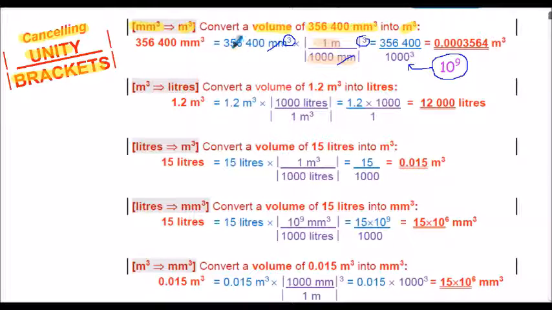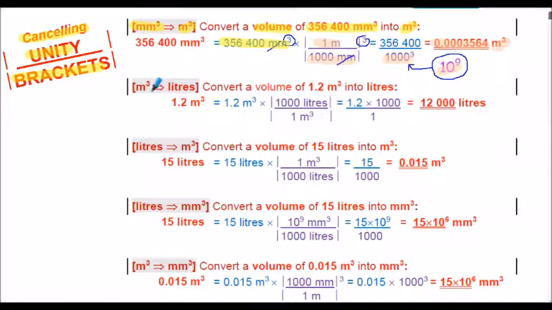So for the conversion of 356,400 millimeters cubed into meters cubed, we have to divide by 1,000 cubed, or 10 to the power of 9. So converting from millimeters cubed, that becomes 0.0003564 meters cubed.